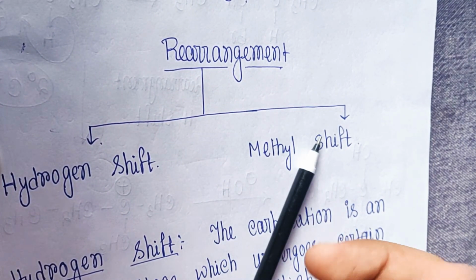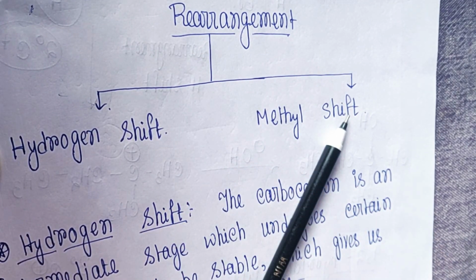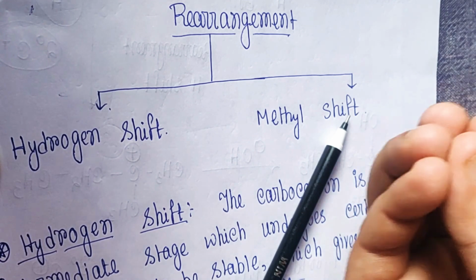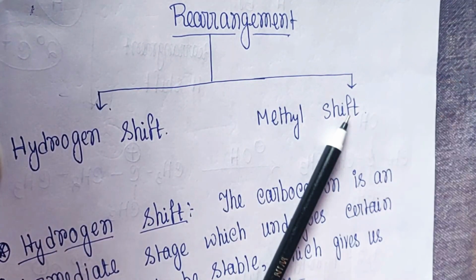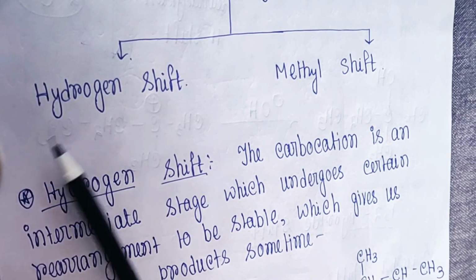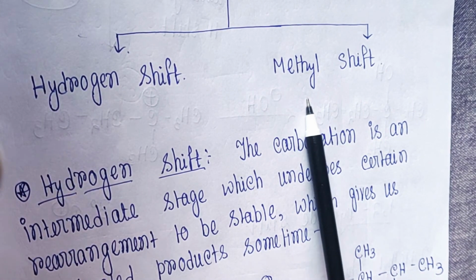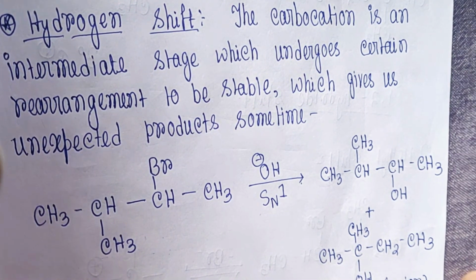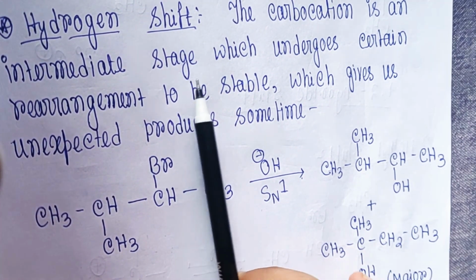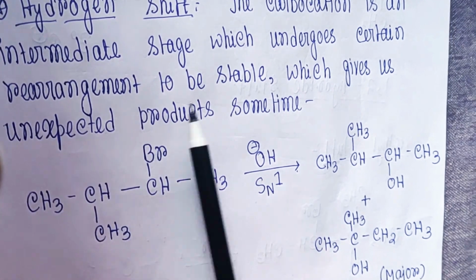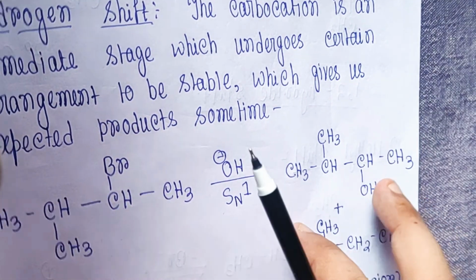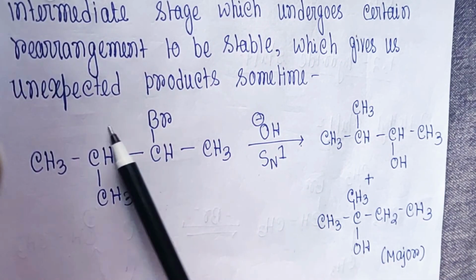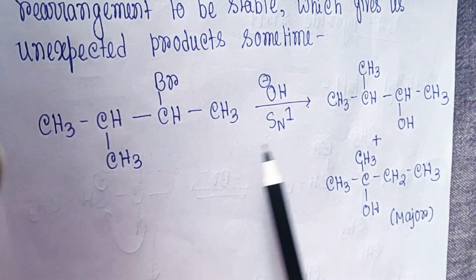rearrangement. So what is rearrangement? Rearrangement is something where the molecule itself changes into something that is more stable than the previous one. I'll show you. Look, there are mainly two types of rearrangement. One is hydrogen shift, one is methyl shift. First, let's discuss the hydrogen shifting part. So, carbocation is an intermediate for the SN1 reaction, right? Which undergoes certain rearrangement to be stable. So, carbocation, to get further stabilization, undergoes some rearrangement as well, which sometimes gives us unexpected products. So let's see what happens.